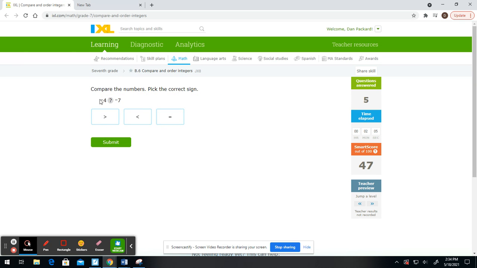Okay, now here we have two negatives. We have a -4 and a -7. You could plot these on a number line. The bigger the negative, the smaller the number. So this is a bigger negative than this, so this is smaller, so the arrow is going to point to that guy.